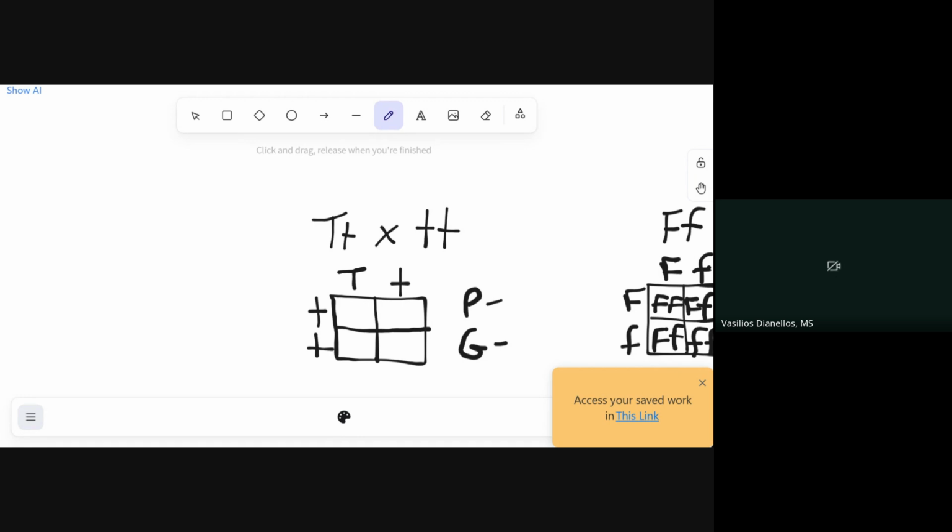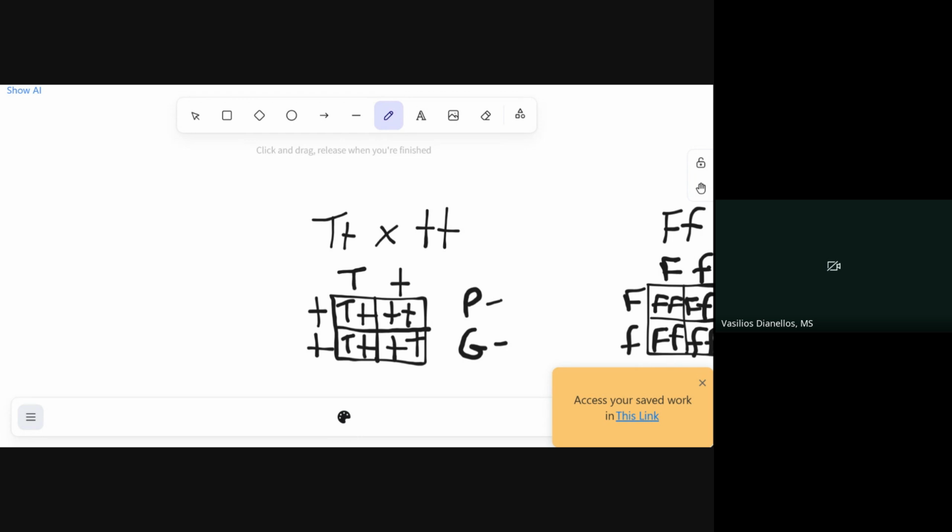Then we looked at the possible combinations. So big T combining with little t right here. Here we have two little t's combining. Here we have a big T and little t combining. Here we have two little t's combining. So let's look at the genotype ratio first.